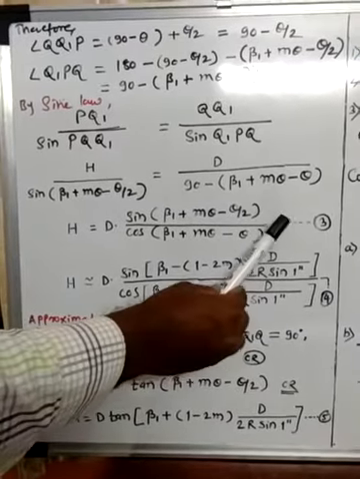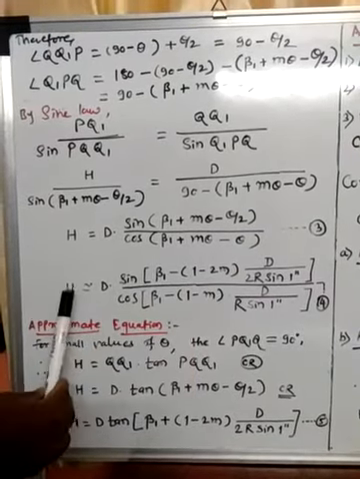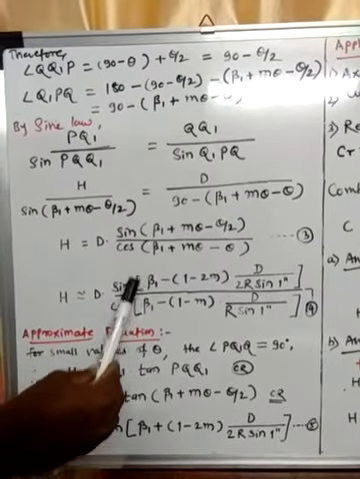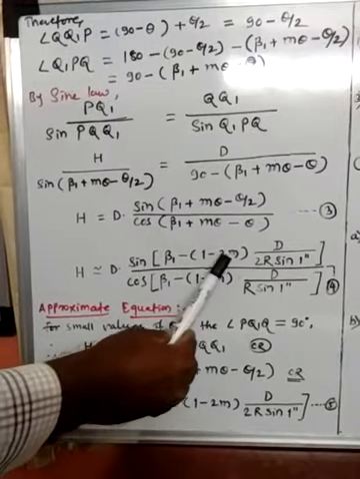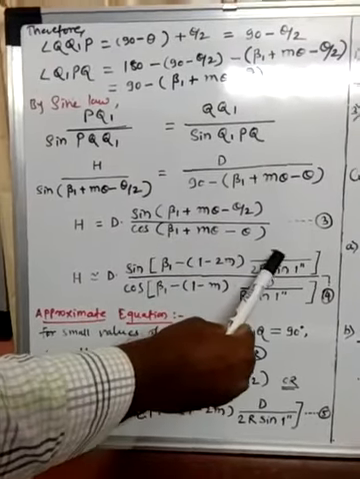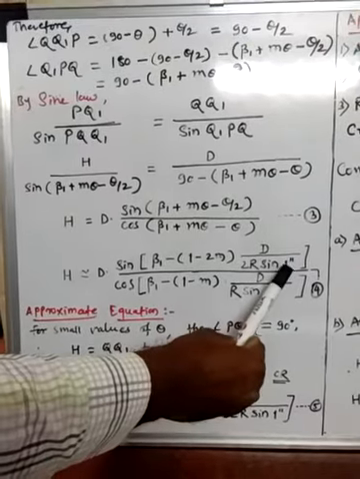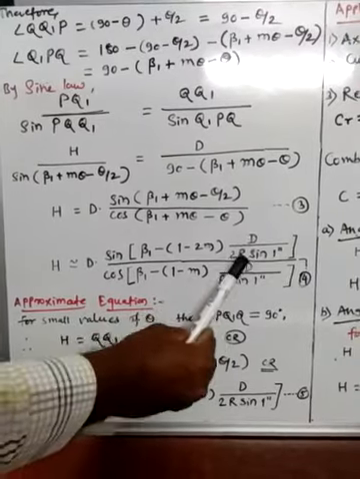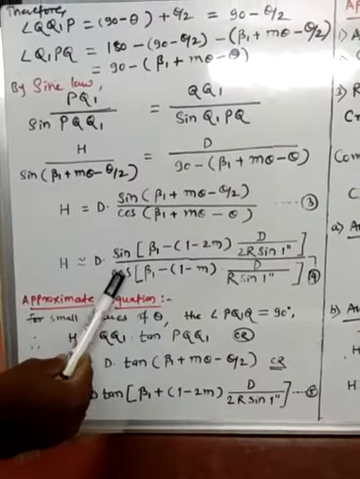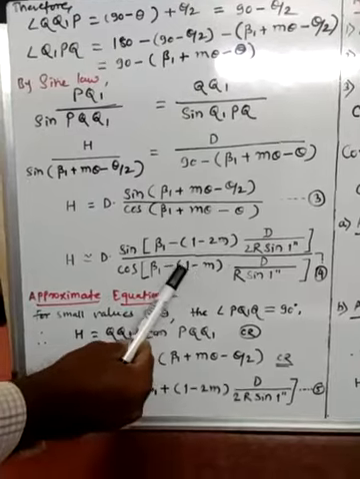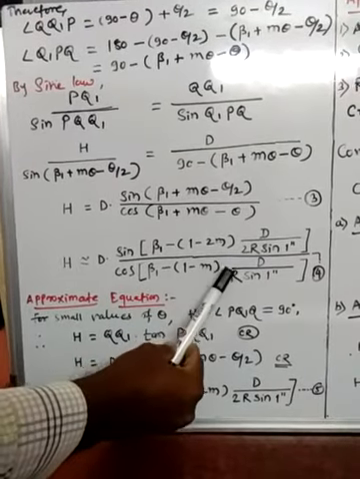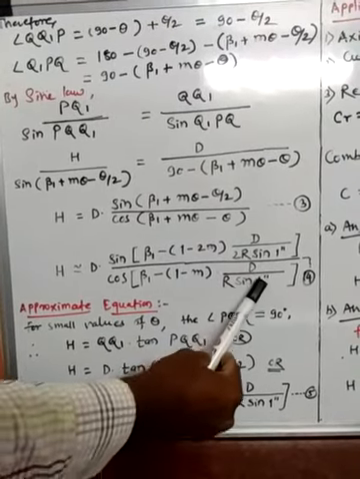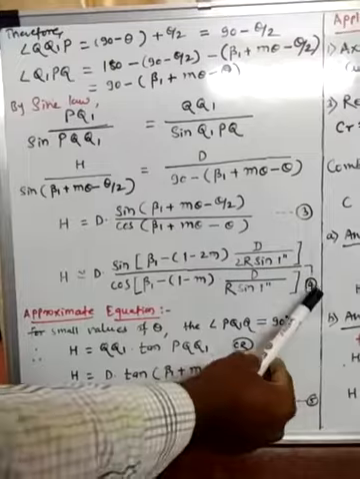Okay, this equation will again reduce to an identical form: H equals D into sine of (beta 1 minus (1 minus 2m) times D divided by 2 times r sine 1 second), where we are putting in theta's value as D divided by r sine 1 second, divided by cos of (beta 1 minus (1 minus m) into D divided by r sine 1 second). So this is equation 4.